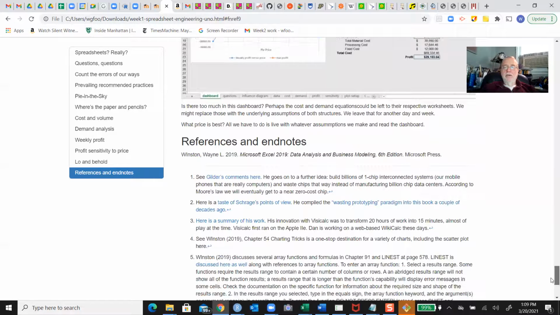There are references and endnotes. This is a book you need to have. It's available for, I don't know, 30, 40 bucks probably, but it's a professional reference that you can use, and it comes with software. Okay, you have to go online to get it. And I think that will be it for the moment.